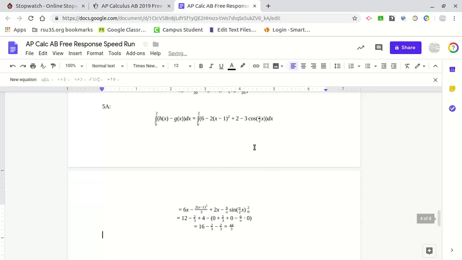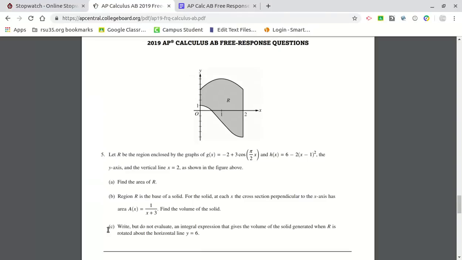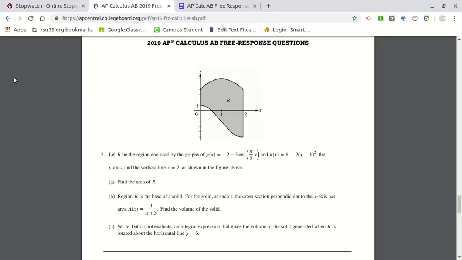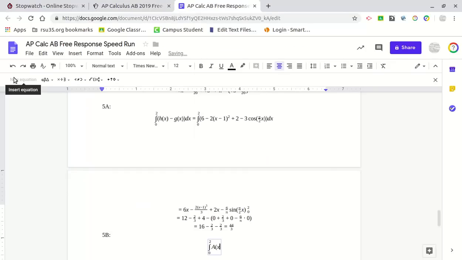Okay, cool. 5b. Region R is the base of a solid, for which at each x the cross section perpendicular has area. Oh, so this is the area. It doesn't tell you what shape the cross section is, it just tells you the area. That's odd, but okay. So find the volume of the solid. The volume of a solid is literally just the integral of the area. So from 0 to 2, A of x dx.